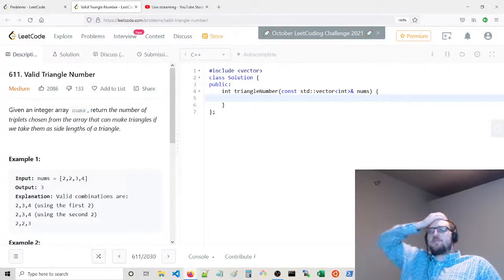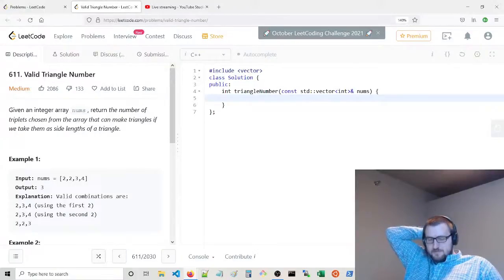But amongst those triplets, you can't have a side of any triangle that is larger than the sum of the other two. So 2, 2, 4 would not work, right?